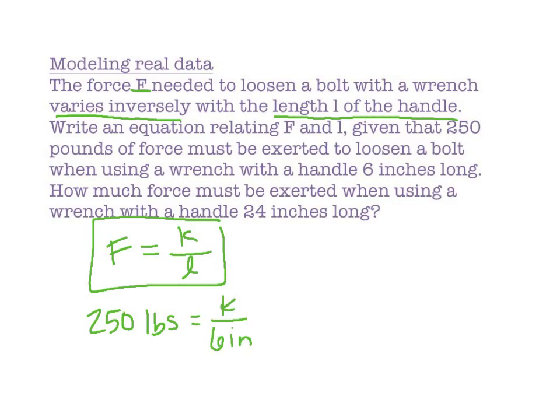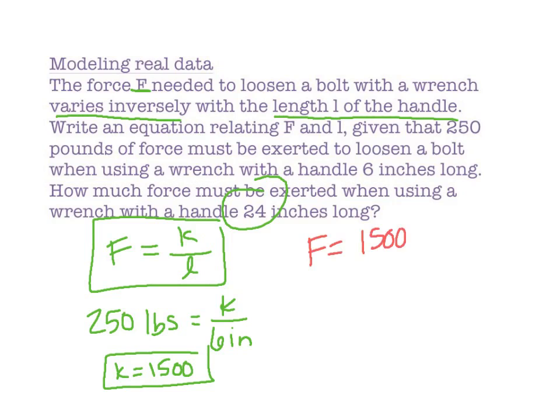And we'll use K to then figure out how much force must be exerted when the handle is 24 inches long. So in this case, what I need to do first is figure out what K is, and that would be 250 pounds times 6 inches. That means K is 1,500. And now I can use that to write my new equation involving K. Force equals 1,500 over L. And so for 24 inches, I would say 1,500 over 24 inches. And the force there would be 62.5 pounds.